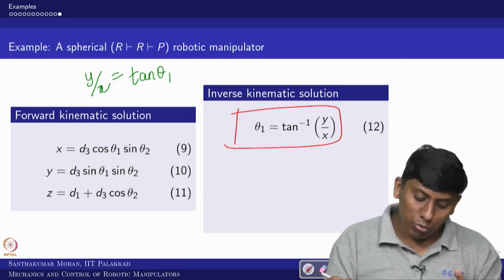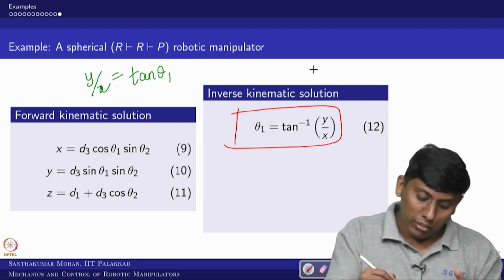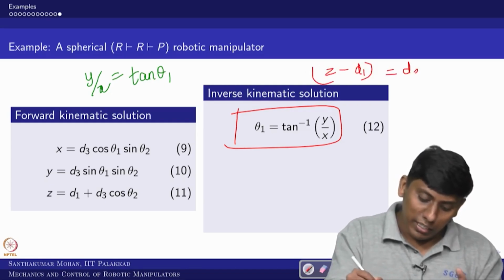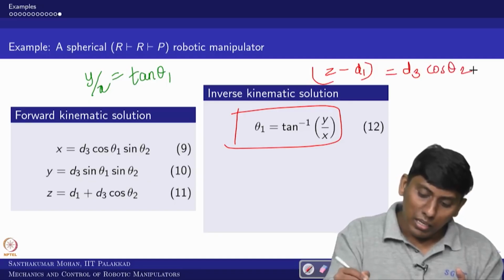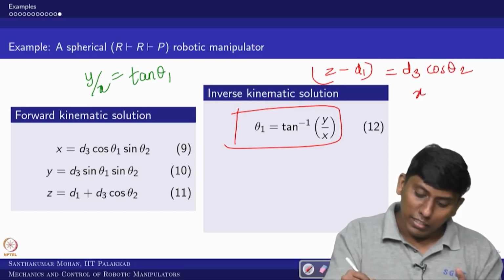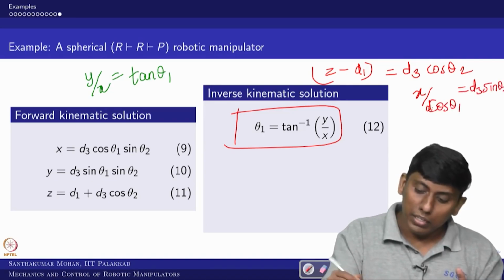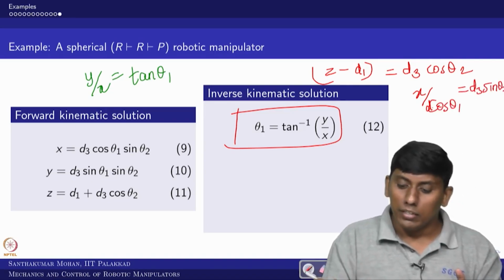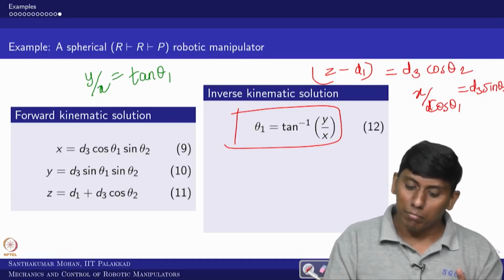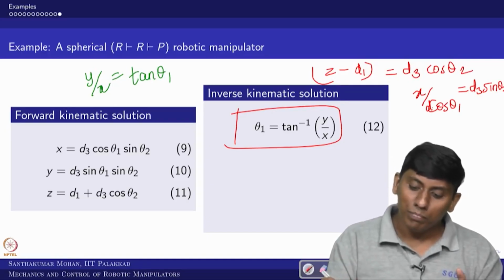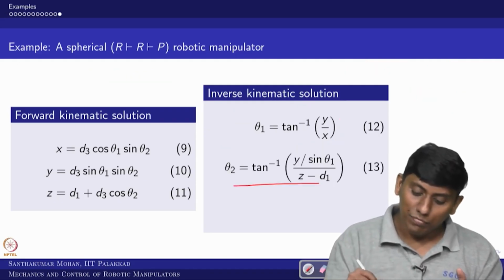For theta 2, what can one do? You can do it this way. z minus d1 gives d3 cos theta 2, and the other way around, x divided by cos theta 1 is d3 sin theta 2. Now you divide x divided by cos theta 1 by z minus d1, and it will give tan theta 2. So that way we can calculate it.